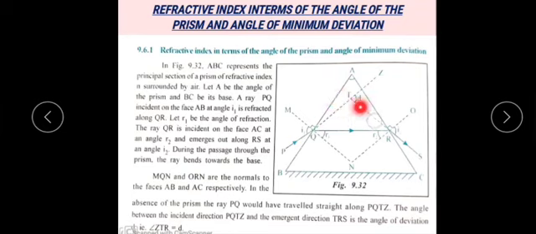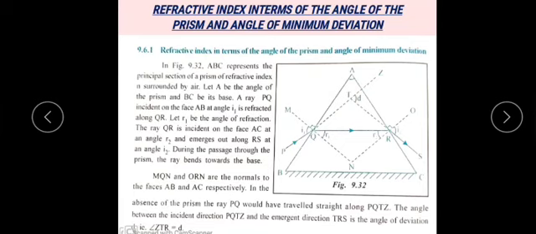Let A be the angle of the prism. I told you that the angle of prism is in the section BAC. These are the two refracting surfaces, and the angle between these two refracting surfaces we call the angle of the prism.